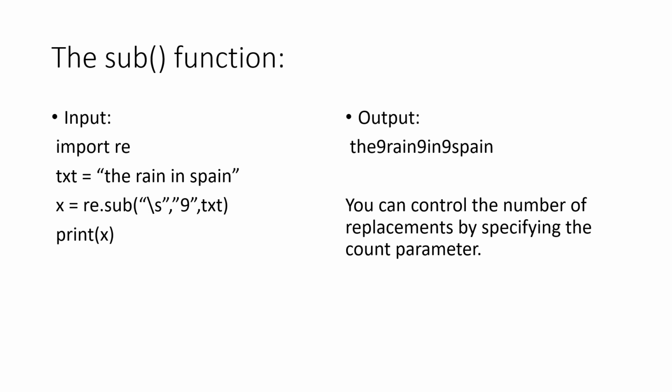Now the sub function. The sub function replaces the matches with the text of your choice. In this example, we replace each whitespace character with the number 9. So the output we get is the 9 rain 9 in 9 Spain. Here we can control the number of replacements by specifying the count parameter.